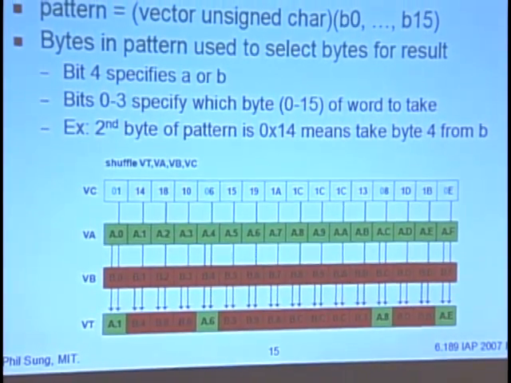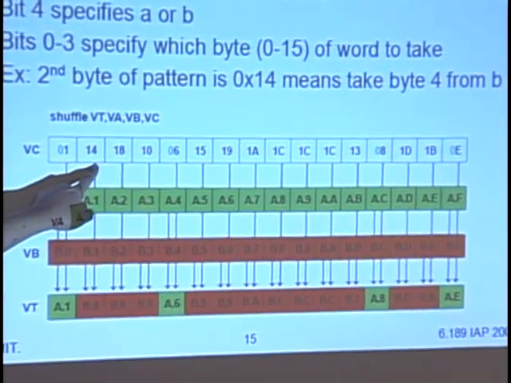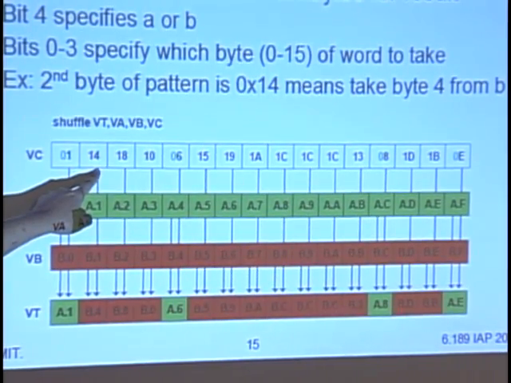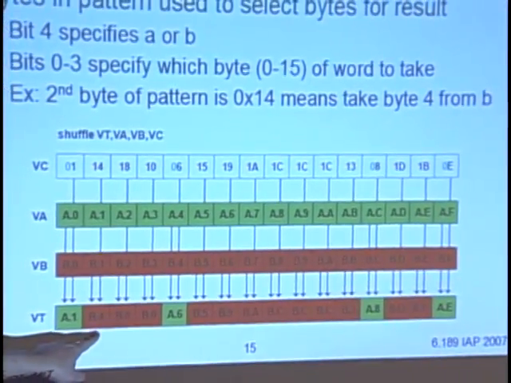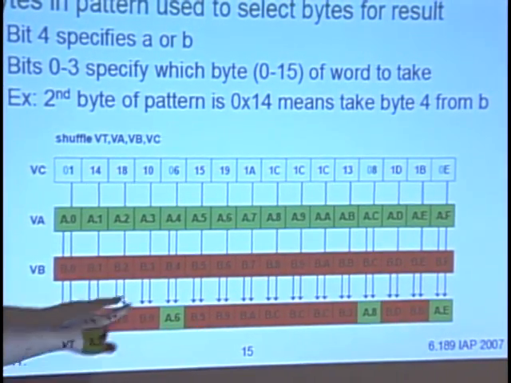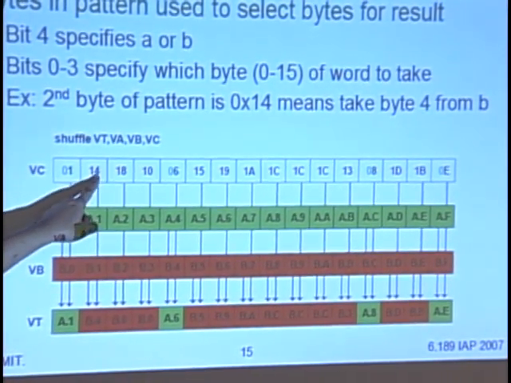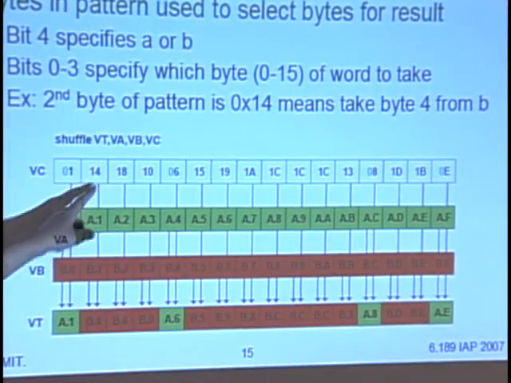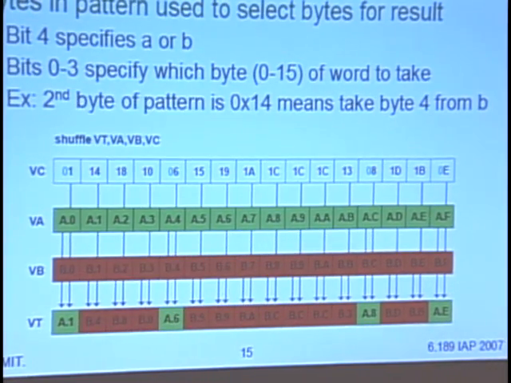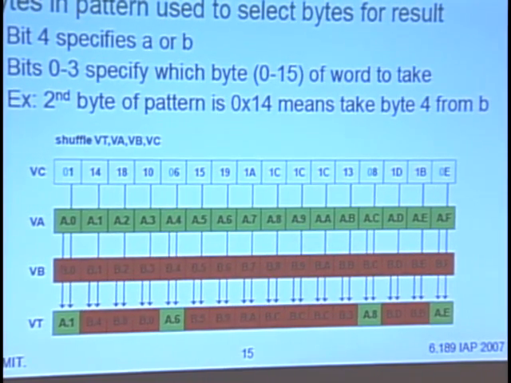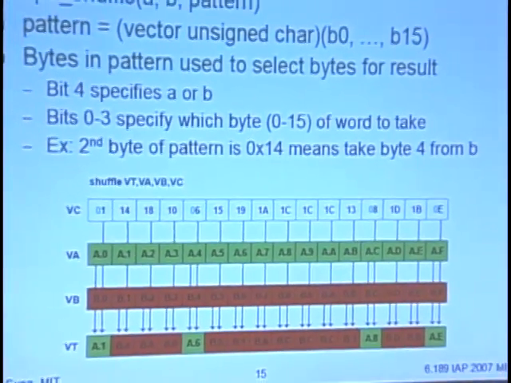So as an example, here's the pattern VC, and if you look at the second byte, which is 14 in hex, then that means the destination register is going to contain the fourth byte of B. All right. So 4 means select the element numbered 4, and 1 means select from B. Does that make sense? And this is very versatile. By putting in the right pattern vector, you can arrange for all these bytes to be shuffled around however you want.